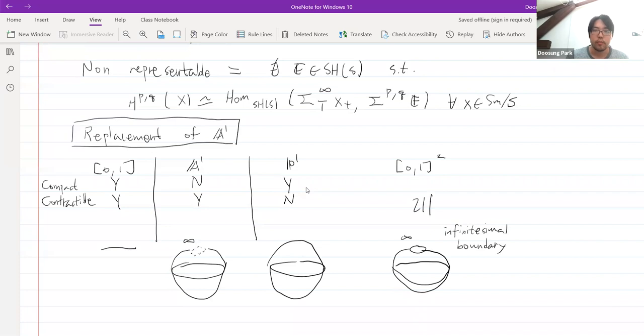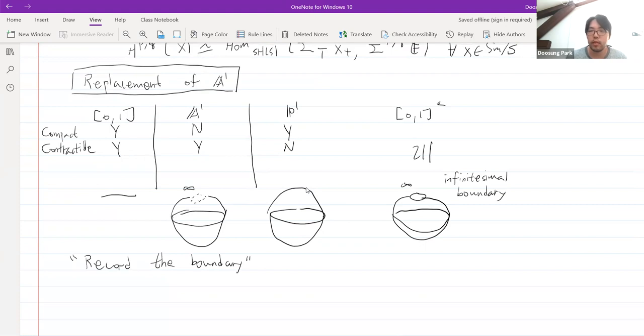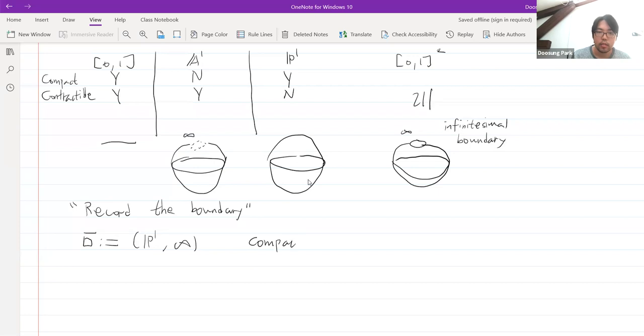So we want to find an analog of the last picture, and the idea is we just record the boundary. If we record some boundary, then we consider that as an infinitesimal boundary for the topological Betti realization. So in this sense, we can define this one. This one is informally called cube or box. This notation is given by just a pair, (P1, infinity). And we consider infinity as a boundary. And this is compact and contractible.